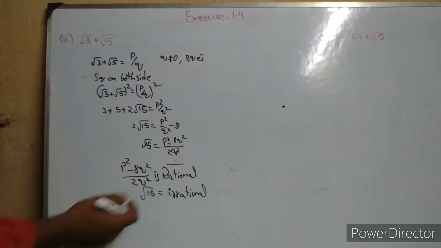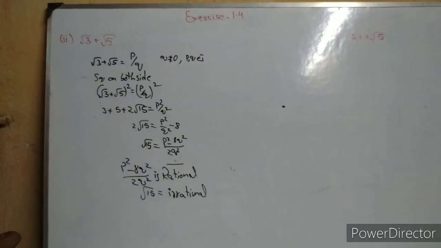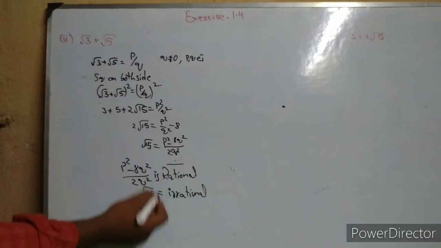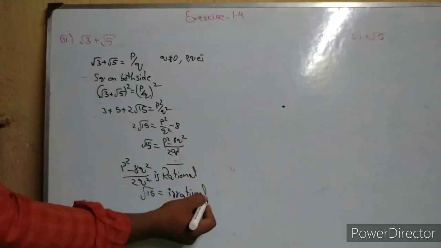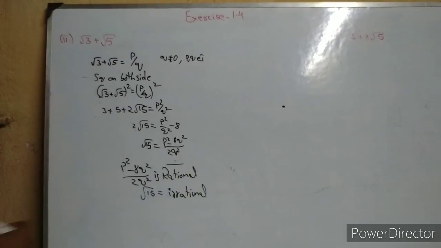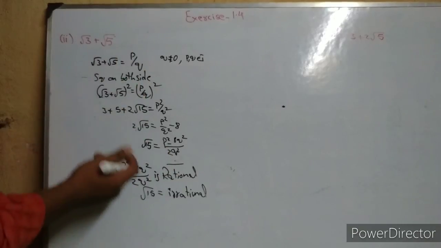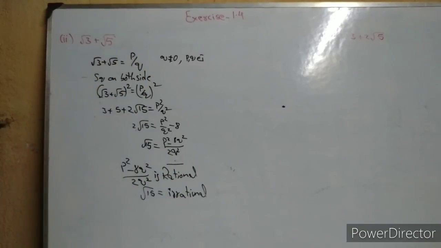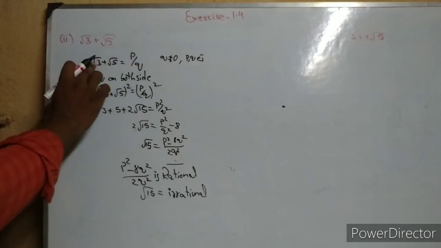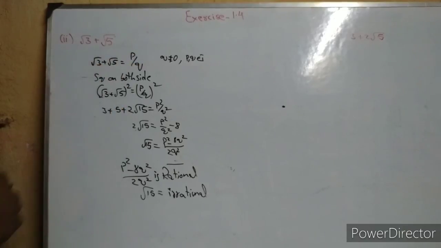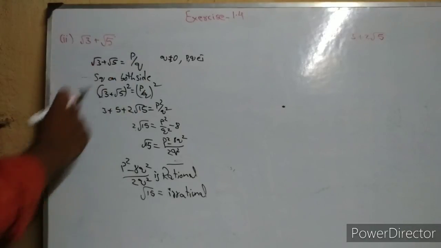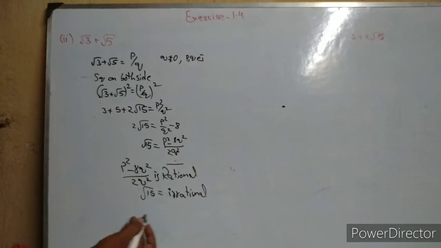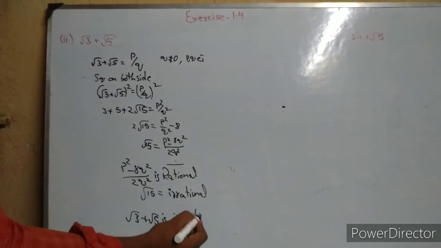So irrational. A rational number never equals an irrational, so it is not a good term. Irrational numbers are never equal to rational numbers. So our assumption is wrong, that p comma q are integers. So √3 plus √5 is not a rational, it is an irrational number. So finally we write √3 plus √5 is irrational.